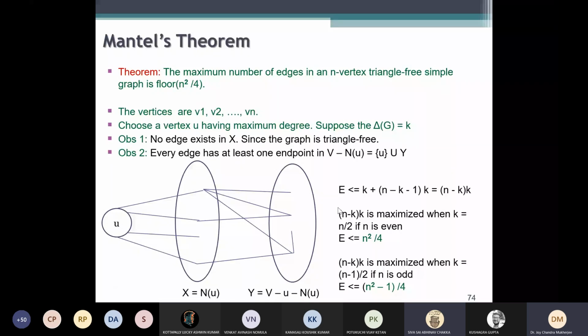We know that e is less than or equal to n square by 4. So my question is, if n is even, can I construct a simple n vertex graph whose number of edges is n square by 4, or if n is odd, it is (n square minus 1) by 4? So e equal to n square by 4 when n is even, can such a graph exist? And if n is odd, can we get a graph where the number of edges is actually equal to (n square minus 1) by 4? The answer is yes. So in the next slide we will see these graphs.